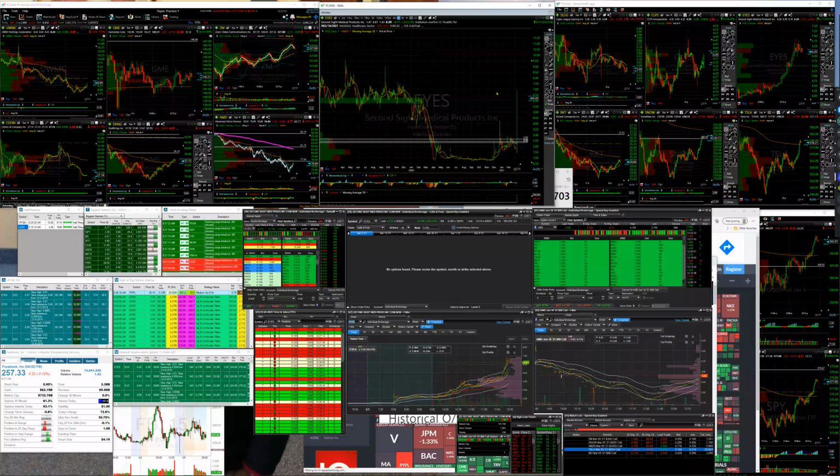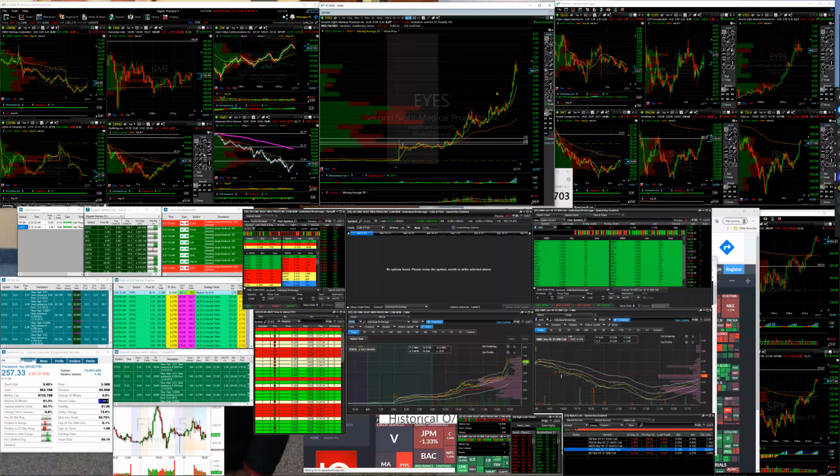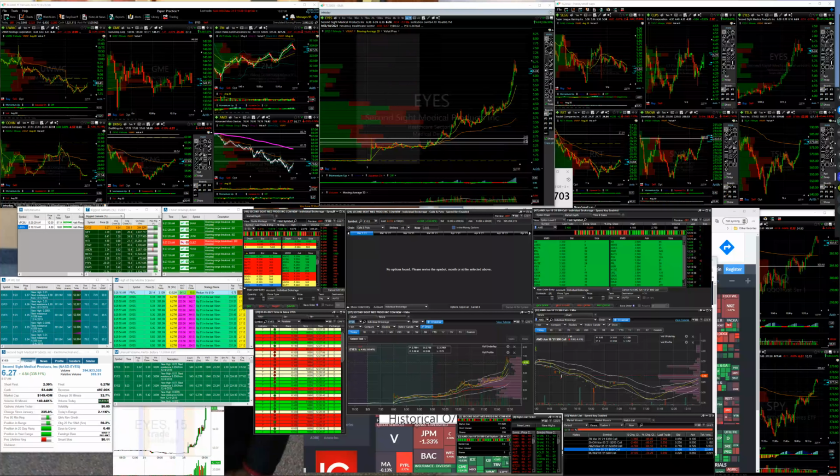So this could push into a multi-day squeezer. But if they file the S3, well, what's going to happen? Well, everybody knows that they're going to be in it for the raise, right?